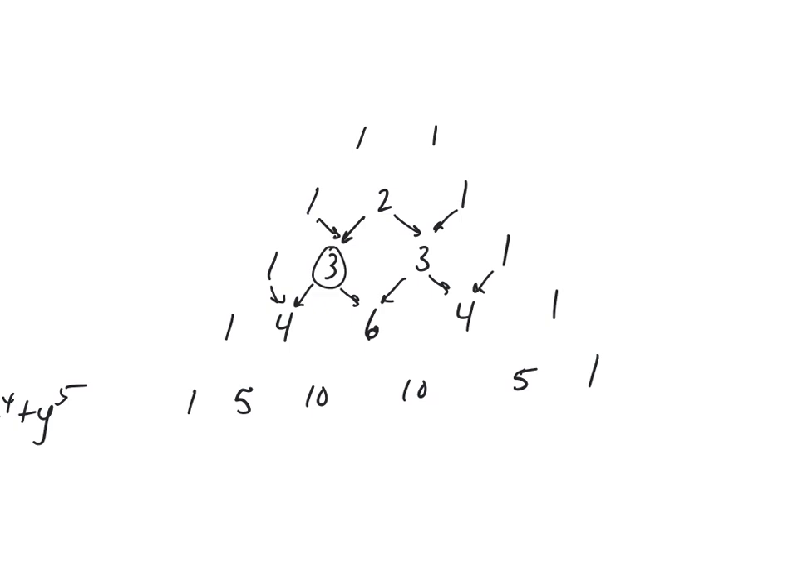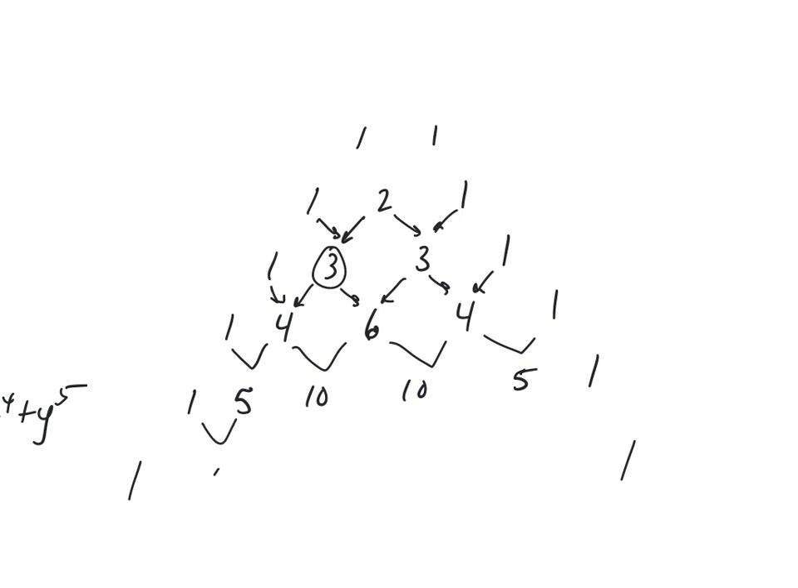Every row starts with a 1, ends with a 1, and then to get the numbers in the middle, we add the two numbers above. 1 plus 4 is 5, 4 plus 6 is 10, 6 plus 4 is 10, 4 plus 1 is 5. So with that pattern, every row starts with a 1, ends with a 1. Can you guys get me the rest of the numbers in the sixth row?